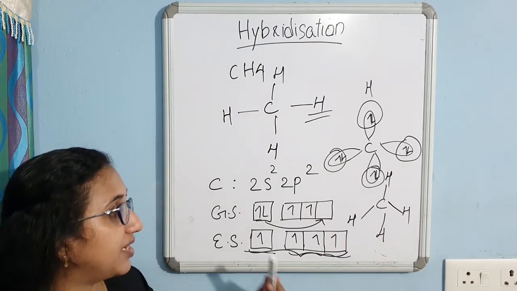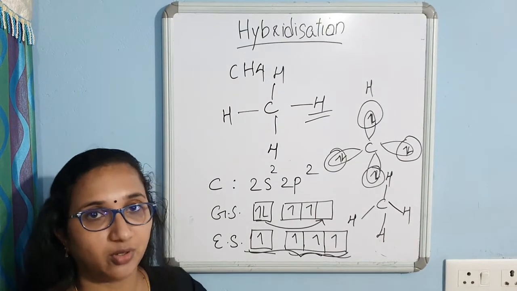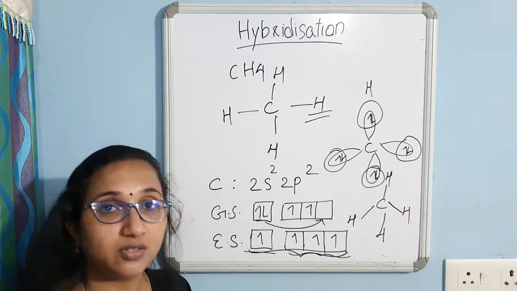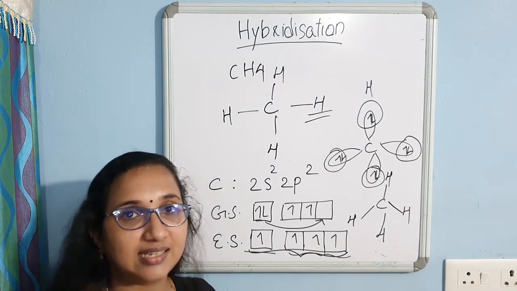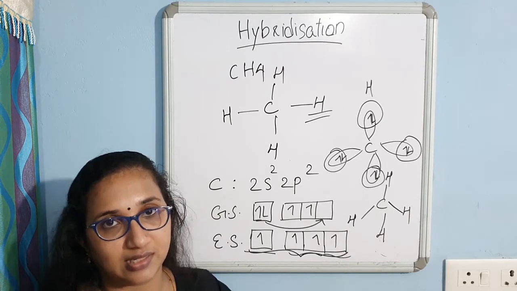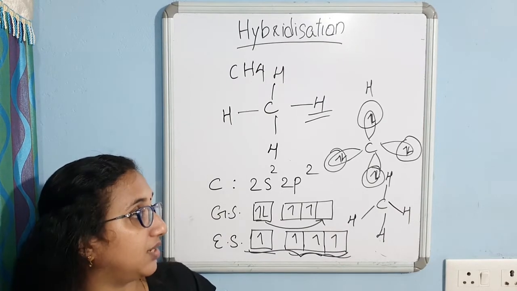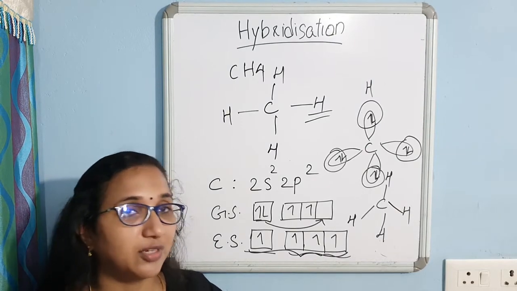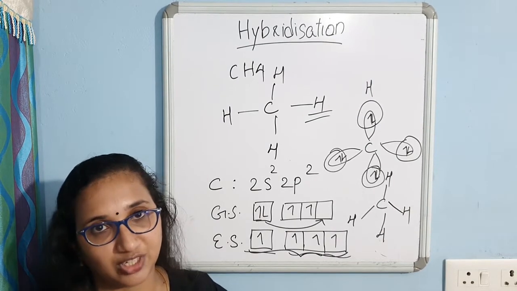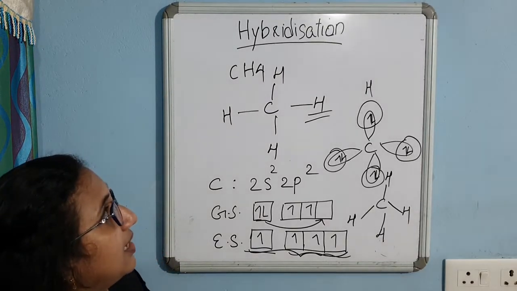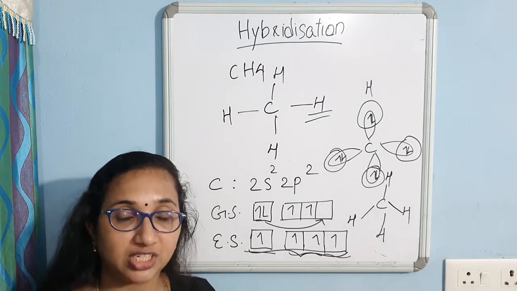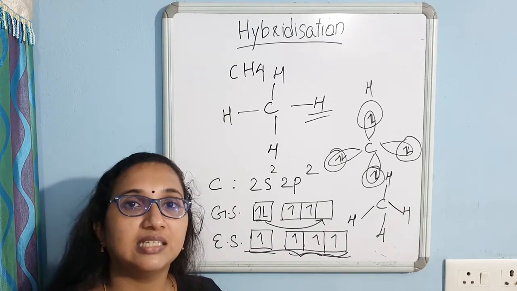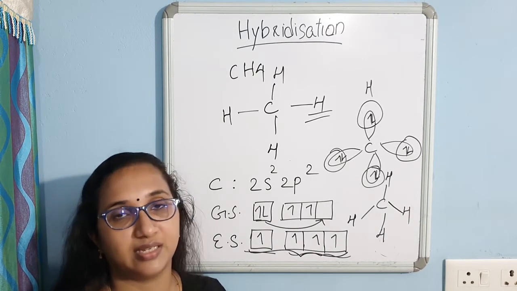So atomic orbitals mix to form new hybrid orbitals. And we know the need of hybridization is to attain orbitals of the same energy and same shape. The atomic orbitals of slightly different energies combine to give hybrid orbitals of the same energy and same shape. So this is the definition and also the need of hybridization. Now let's see in detail about the different types of hybridization.